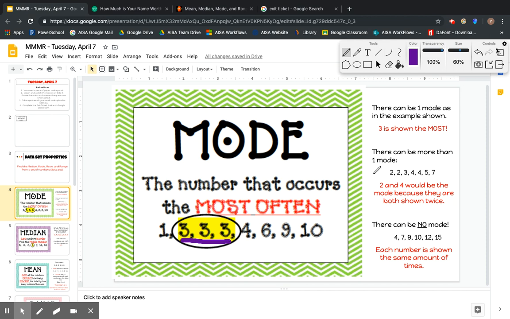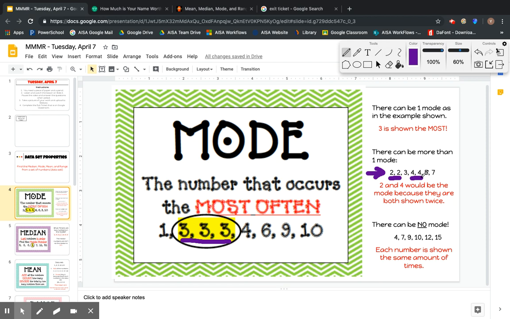Sometimes you will have more than one mode. For example, in this data set, we have the number 2 that repeats twice, and we also have the number 4. So in this data set, 2 and 4 would be the modes because they're both shown twice.